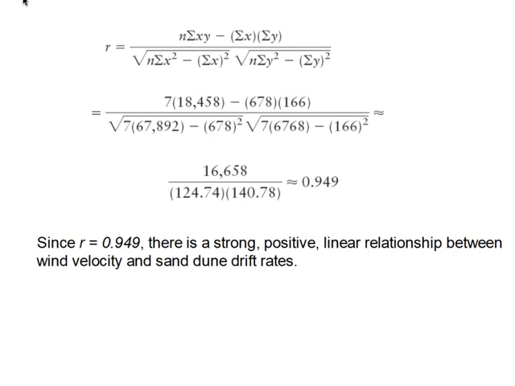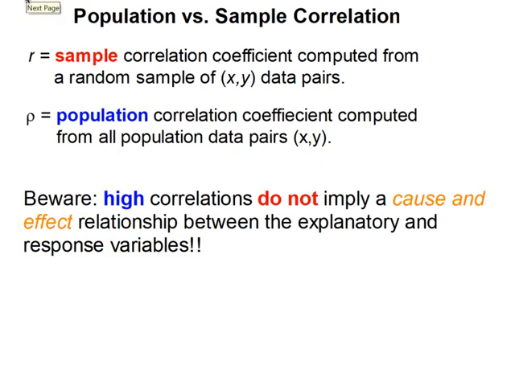So the sum of x times y goes right there, the sum of x, sum of y. I got my n, which was 7. It's 7 because there were 7 ordered pairs. Do some math, and you get r is 0.949. So that means that there's a strong positive linear correlation between the wind velocity and the sand dune drift. And it's strong because r was close to positive 1.